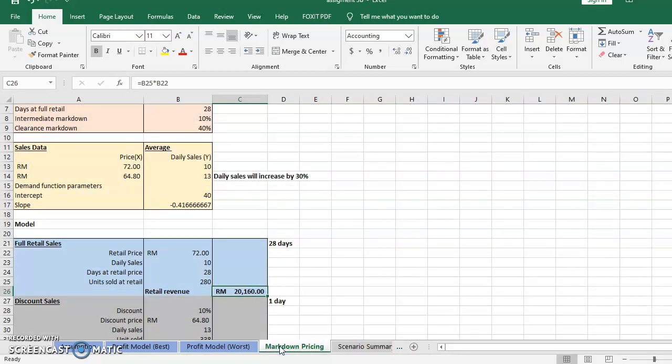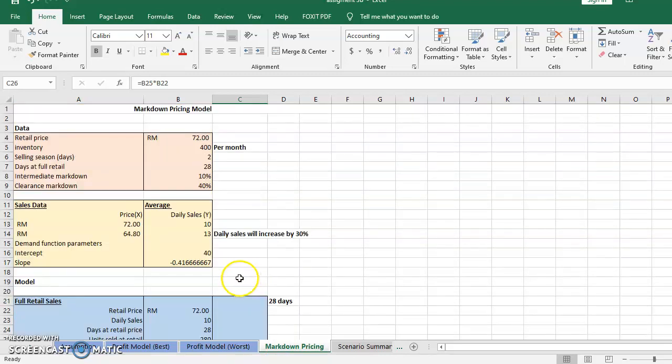Move on to the markdown pricing. In the markdown pricing model, I would like to determine the best discount rate to be charged to the customer. Before going to the pricing model, these are all my assumptions. My product retail price is 72 ringgit. I am doing online business and a bit of retailing. Therefore, the selling operation is on a 24/7 basis.